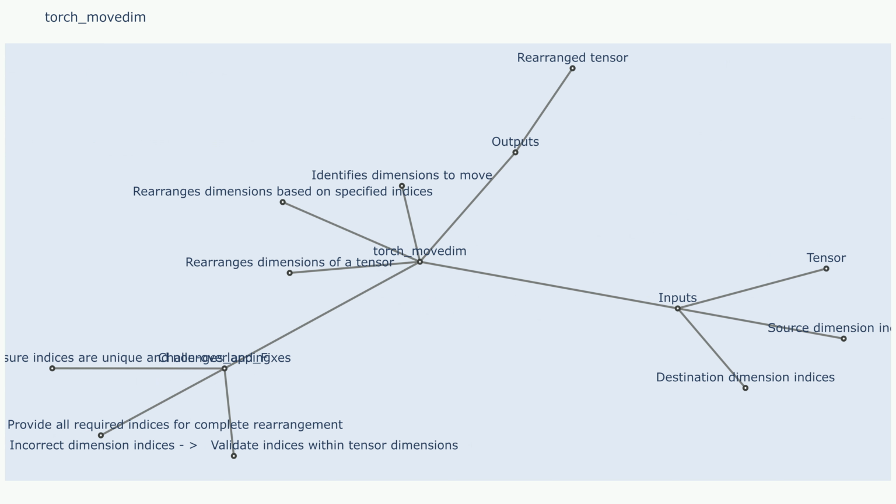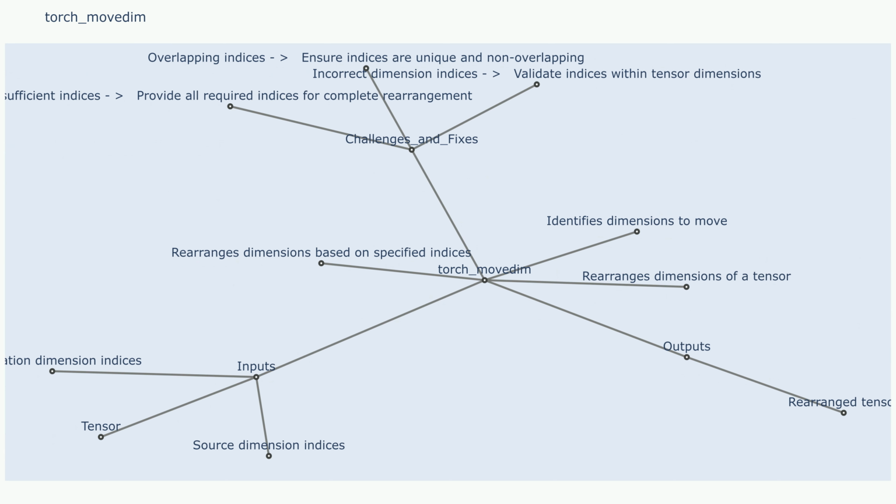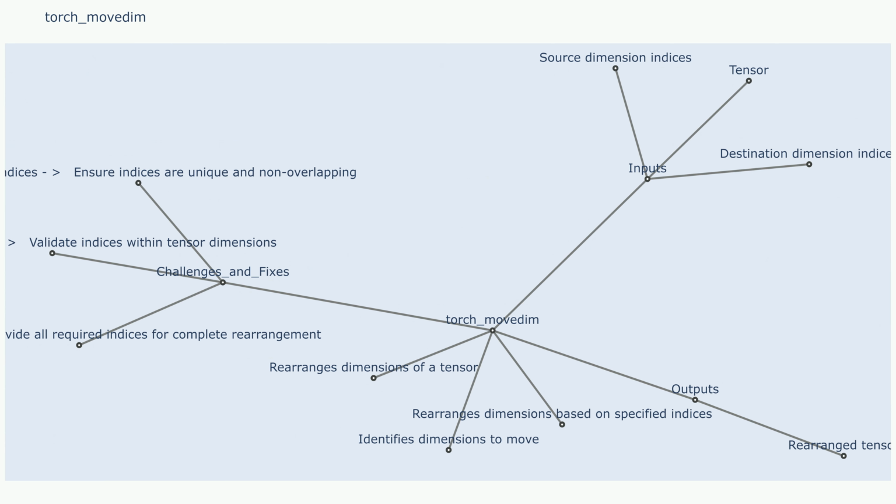Inputs. Input 1: tensor, the input tensor whose dimensions you want to rearrange. This can be any multi-dimensional PyTorch tensor. Input 2: source, a list or tuple of integers specifying the original positions of the dimensions you want to move. Input 3: destination, a list or tuple of integers specifying the new positions of the dimensions. After the rearrangement, the length of source and destination should be the same.